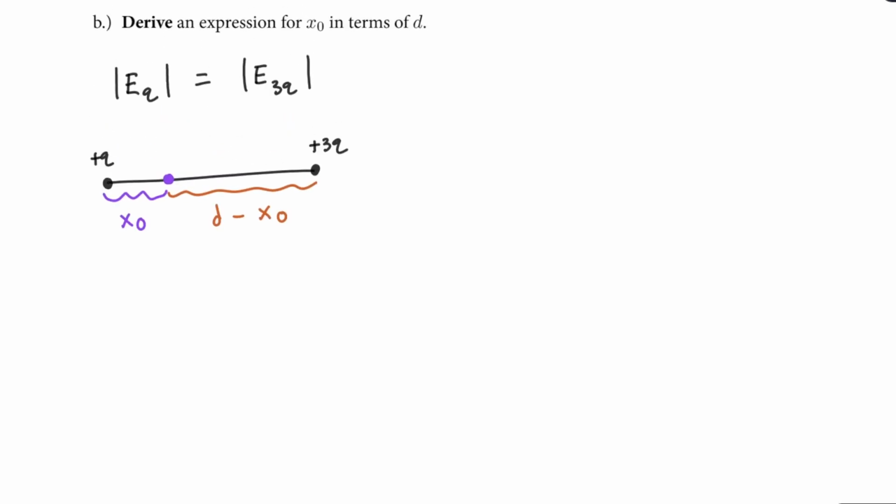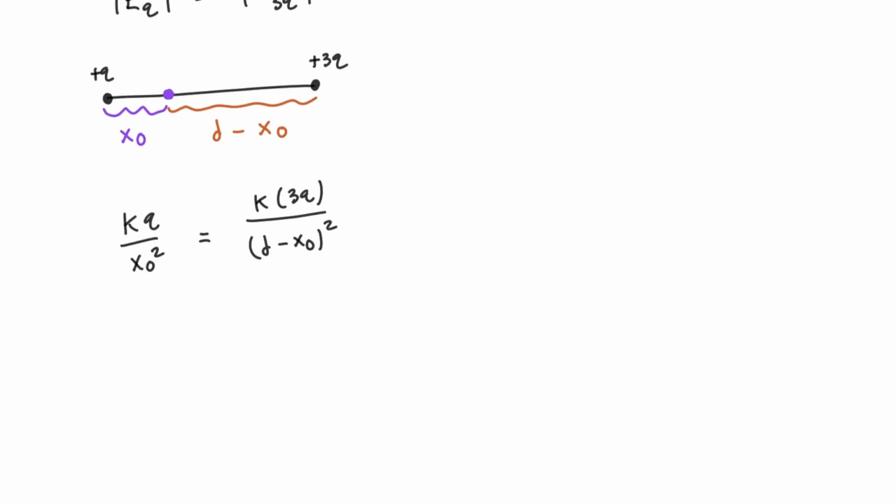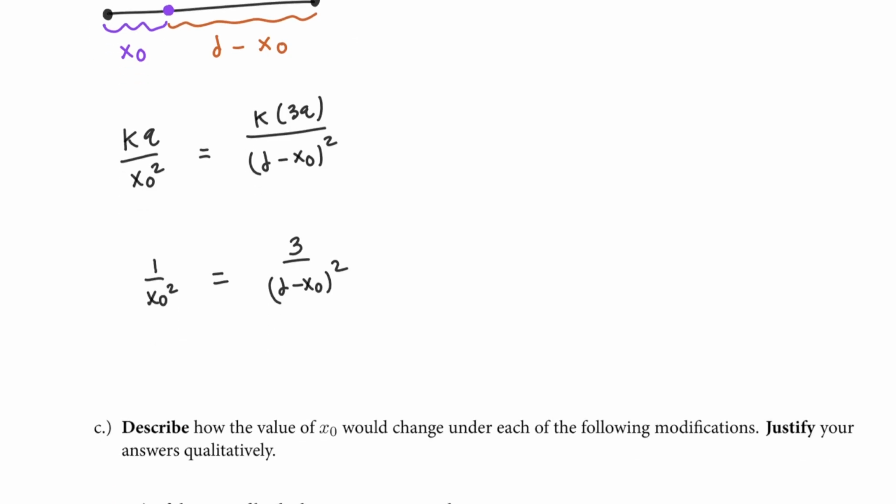So now we can just set it up because we know that kq over x0 squared equals k times 3q divided by d minus x0 quantity squared. So now we can go ahead and cancel some things. So the k's cancel, the q's cancel, so I just get 1 over x0 squared equals 3 over d minus x0 quantity squared.